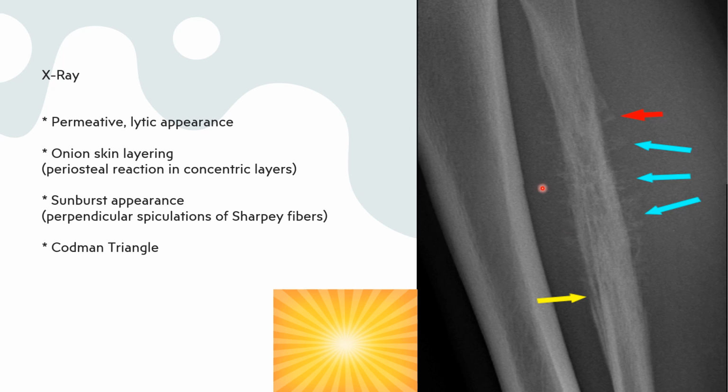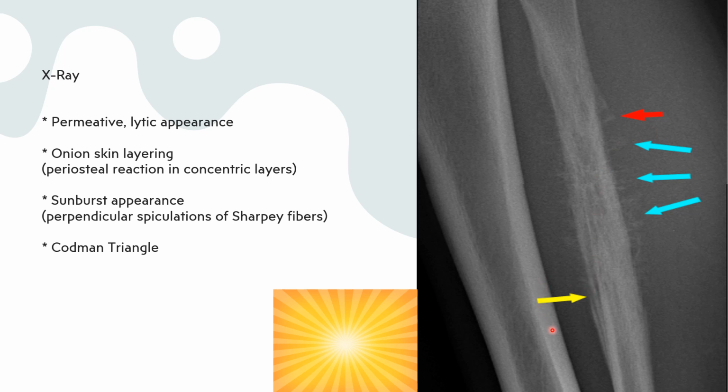Where here we have perpendicular layers of the Sharpey fibers being laid down because the periosteum does not have enough time to lay down concentric layers. And as you can appreciate, they somewhat resemble bursting sun rays, just like over here. And it's called a sunburst appearance.